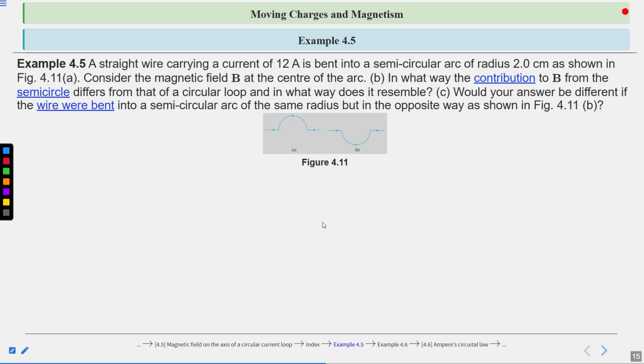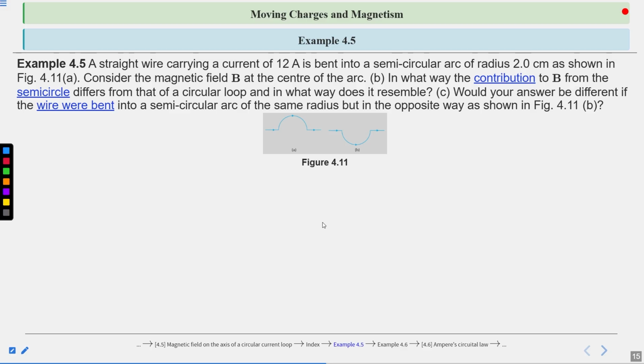Okay, so this is now B part and C part of the same question. B part: in what way does the contribution to B from the semicircle differ from that of the circular loop, and in what ways does it resemble it? We have taken the semicircular loop, and in what way does the result for the semicircular loop differ from the complete circular loop, and in what way does it resemble?